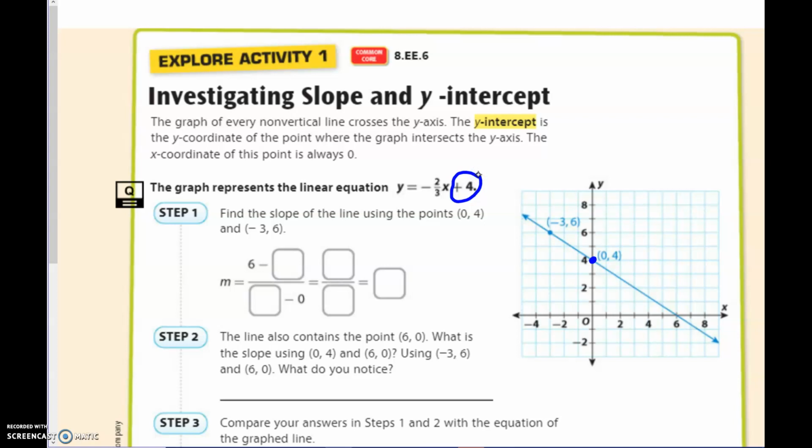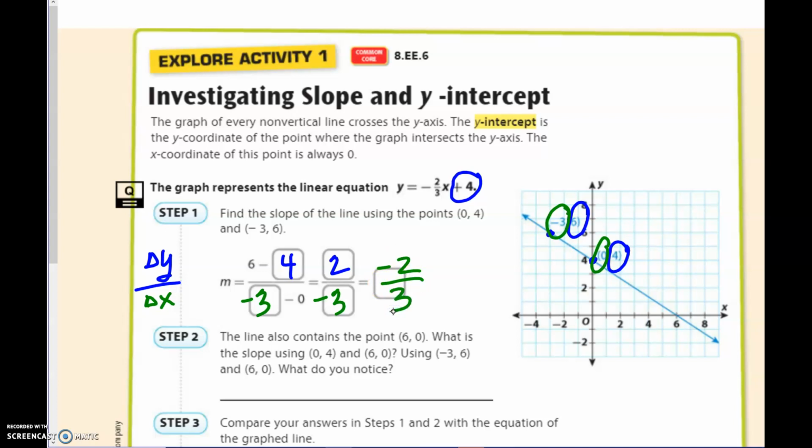So step 1 wants us to find the slope, and they give us 2 points here. One is at (0, 4), and one is at (-3, 6). So remember, when we're finding slope, we have the change in y on top. So my y values are 6 and 4. 6 minus 4 is 2. On the bottom, I put my change in x. So my x values are -3 minus 0. So -3 minus 0 is -3. Now remember, mathematicians are going to want us to put that negative in the top. So we're going to write -2 over 3.